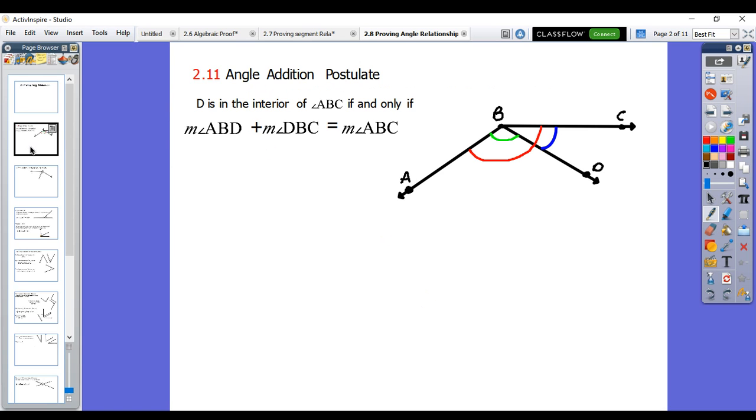All right. So just like segment addition, where you can add two smaller parts to make a bigger part, there is an angle addition postulate in the same manner here. They're saying that D right here is a point in between angle ABC. So the whole angle is angle ABC. That's the whole thing. Well, we could say, hey, angle ABC is made up because we're able to take angle ABD.